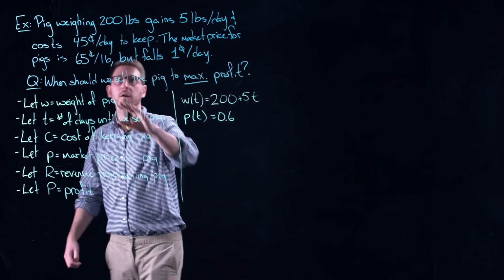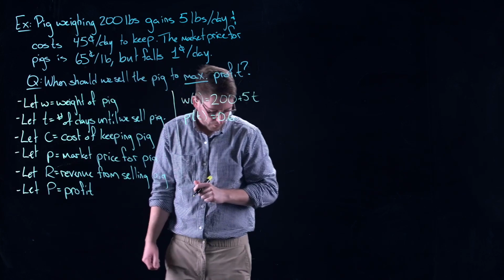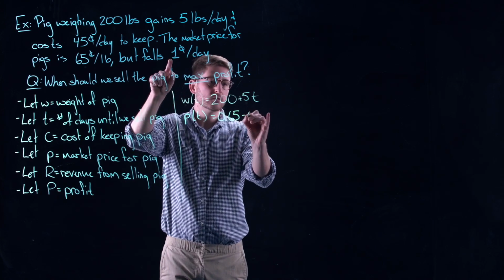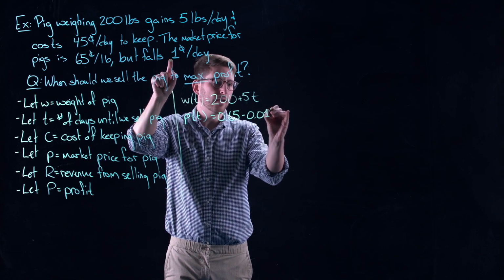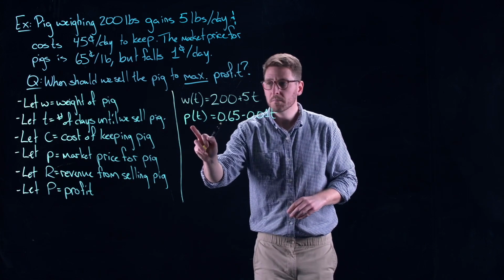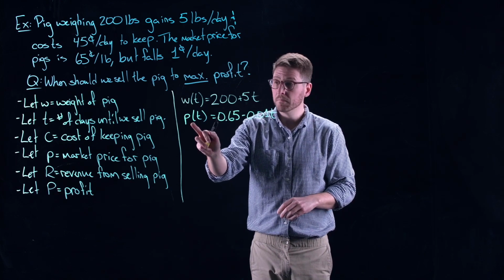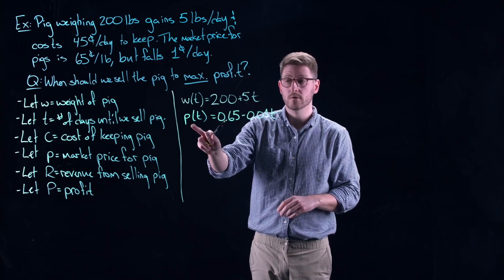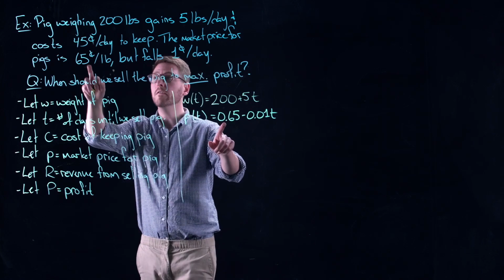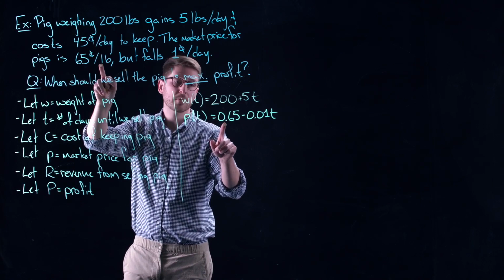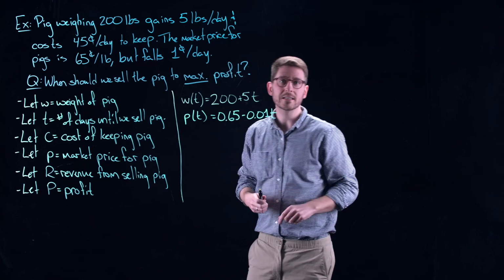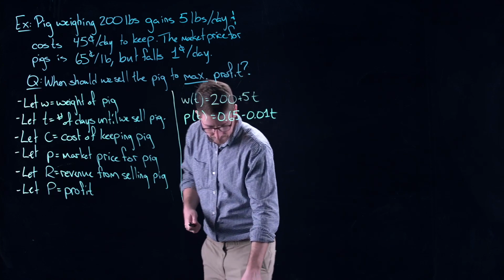The pig is 65 cents per pound, but it loses 1 cent per day. So this is P, which is in dollars per pound. Let's take a look at this. 0.65, that's 65 cents per pound. That's dollars per pound. Same thing over here, 0.01t, that's in dollars per pound.